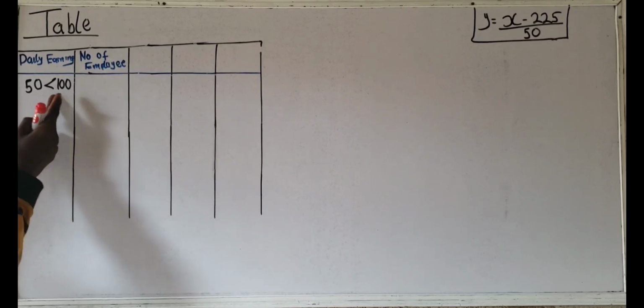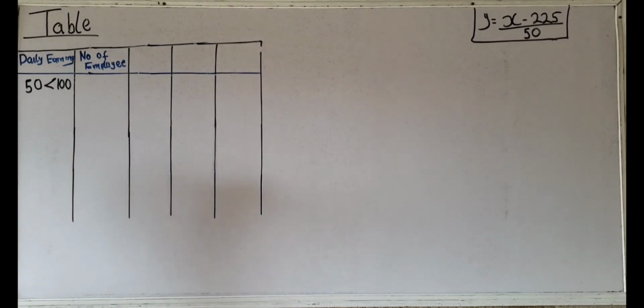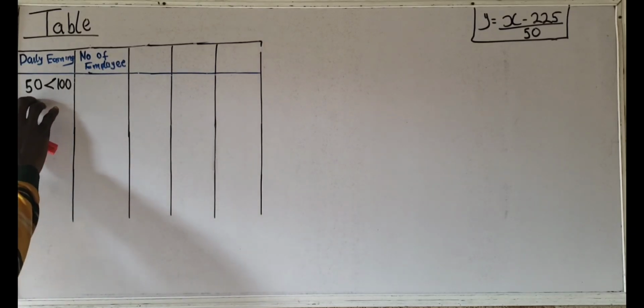For example, 50 less than 100 means the employees earning within the range of 50, but less than 100. It can be 51, 52, 53, 54, 55, 56, 80, 90. It might even be 99. But that amount cannot be 100. Are you getting what I'm trying to say? So that is what this value is trying to tell us.